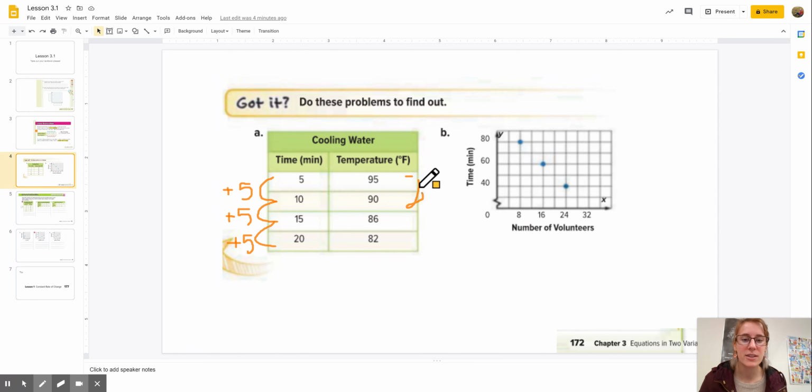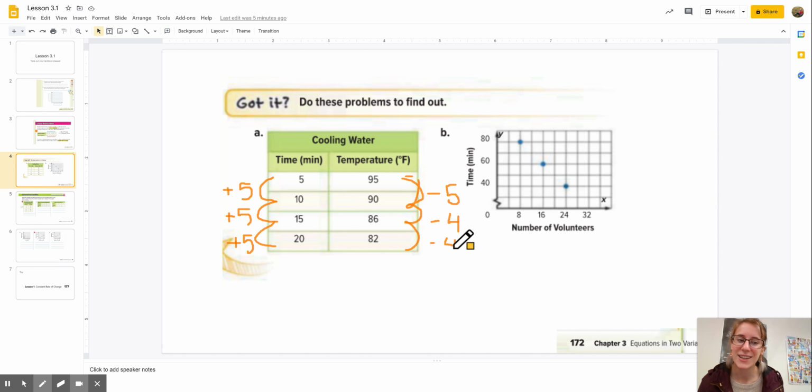This is a little bit different than what we've seen before because we're going from 95 to 90. So we're not actually increasing here, we're decreasing. So here we are subtracting 5. But then something weird happens here because we go from 90 to 86. That's not subtracting 5, that's subtracting 4. From 86 to 82, we're subtracting 4.